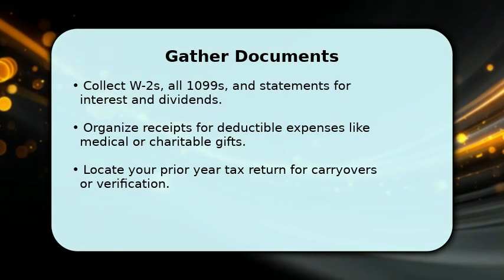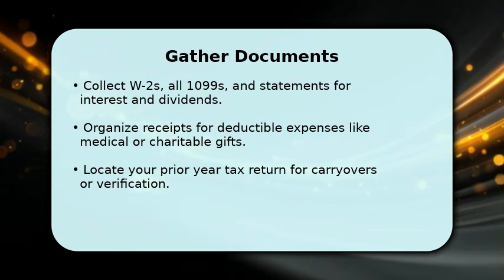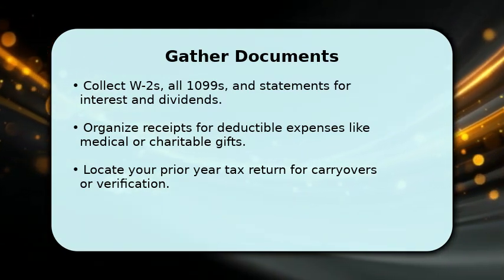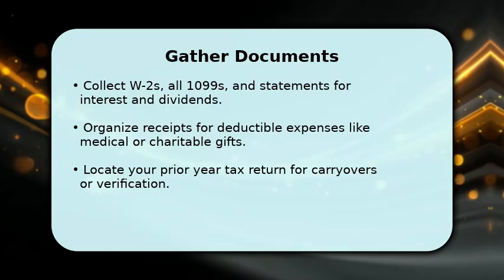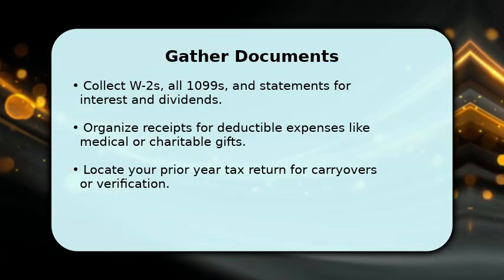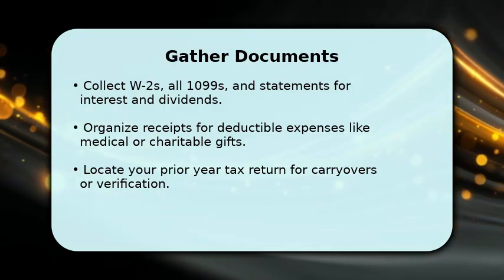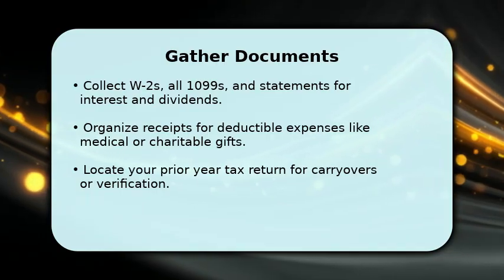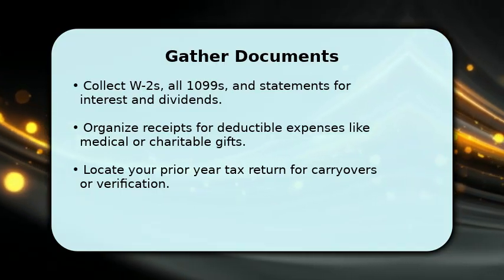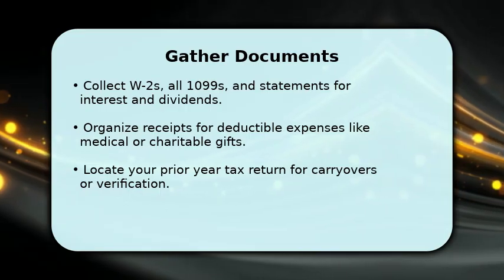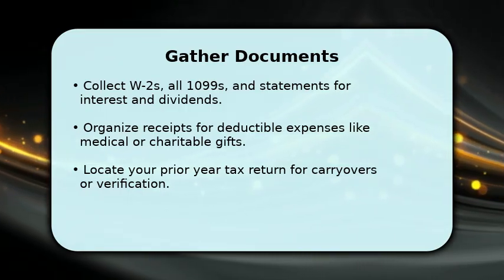Begin by collecting all income documents like W-2s and Form 1099, plus bank interest statements. Organize receipts for deductible expenses such as medical bills, charitable gifts, and business costs. Have your prior year return handy for carryovers, PIN, and verification of adjusted figures.